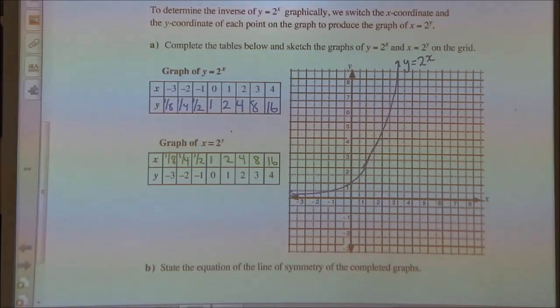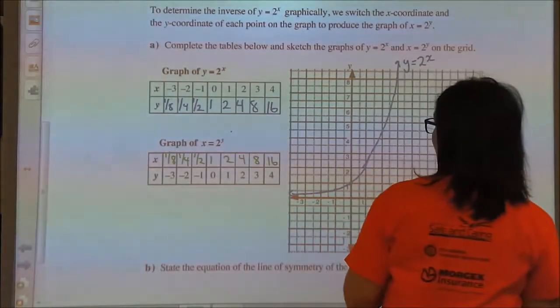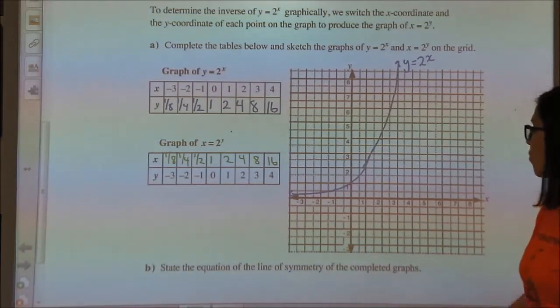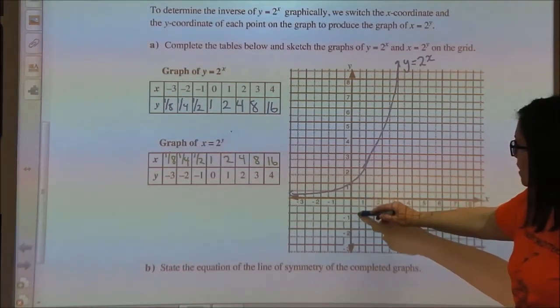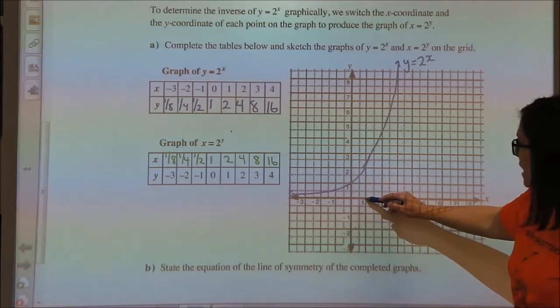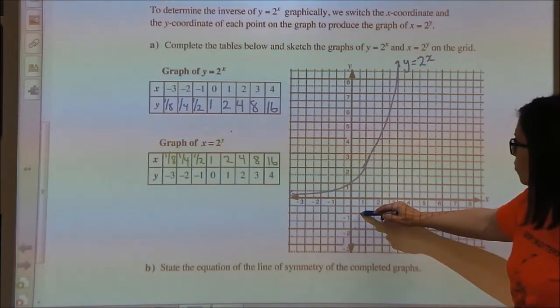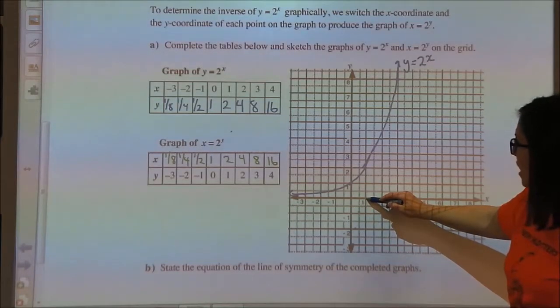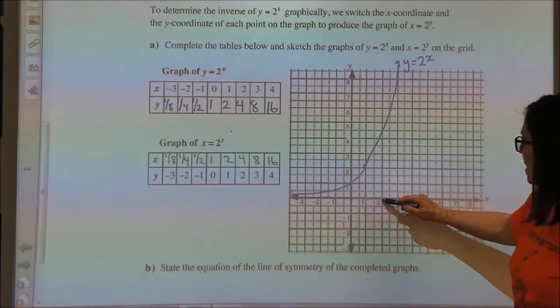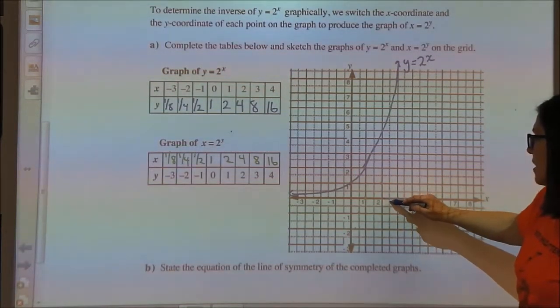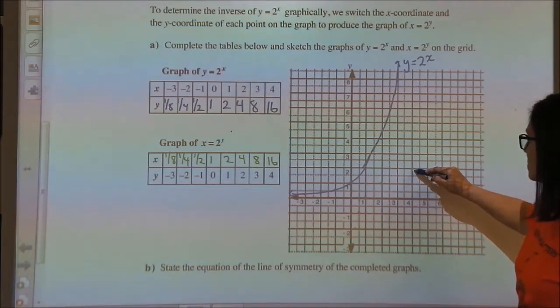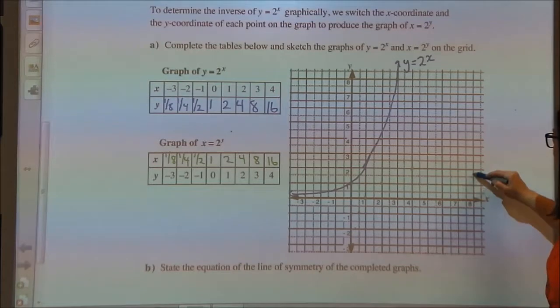So now, if we looked at graphing these, when the value of x is 1/8, which is very small, I get negative 3. When it's 1 quarter, I get negative 2. When it's 1/2, I get negative 1. When x is 1, y is 0. And then I get 2 and 1, 4 and 2, 8 and 3. And I can't go to the 16 and 4 because I can't reach it on my graph.